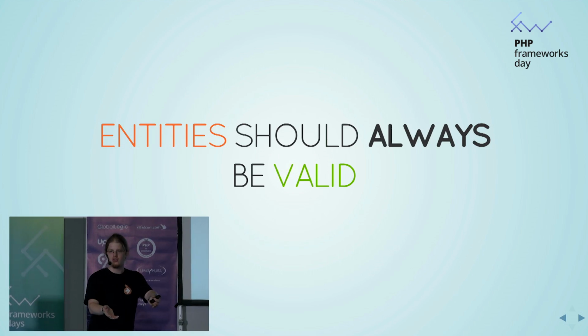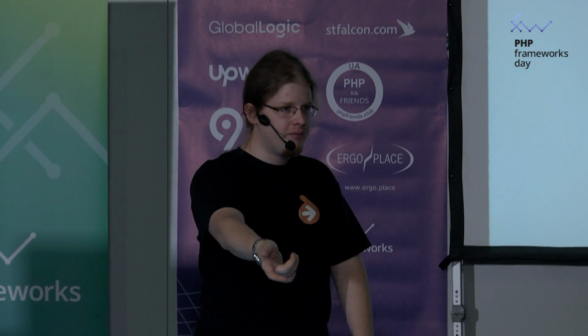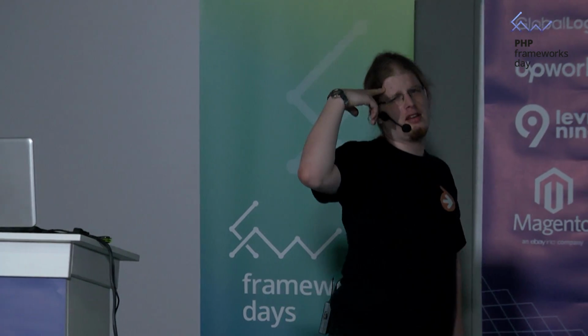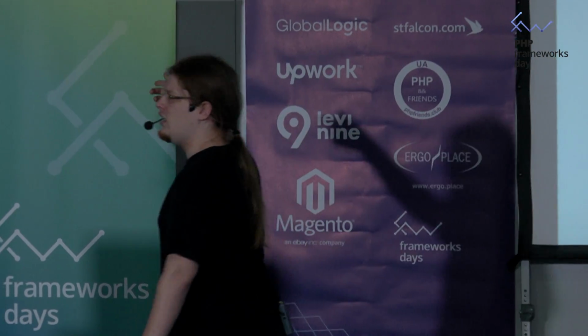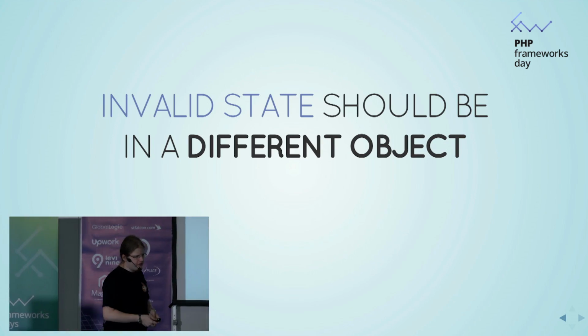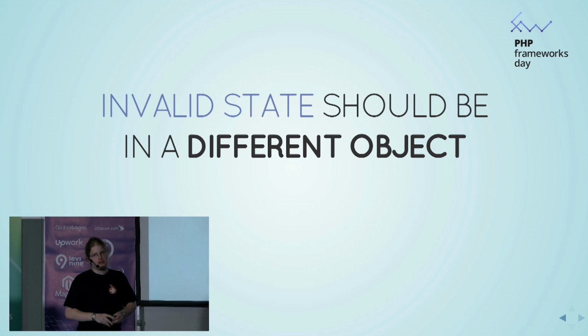So you don't create the user object and then validate it. That's stupid. You have a broken object now in memory. So now every time you get a user object, you have to check it because you don't know if it's valid or not. And if you try to save it on the database, it will crash. 20 service layers later, it will crash, which is a problem. So any invalid state should be pushed to a separate object.